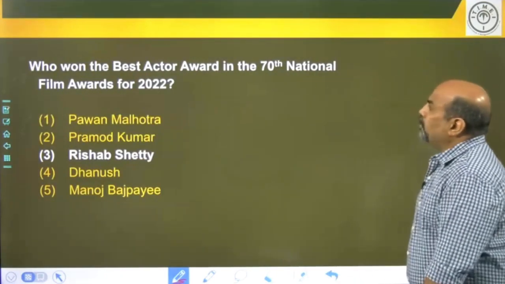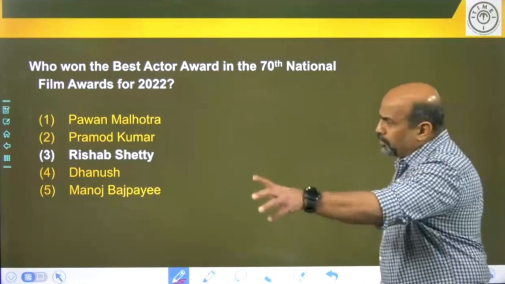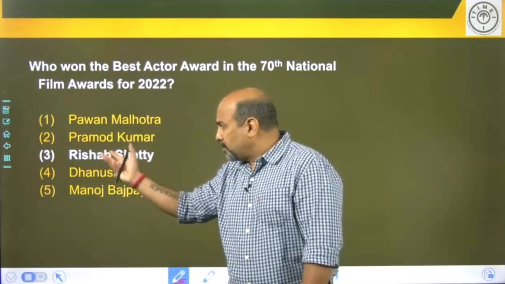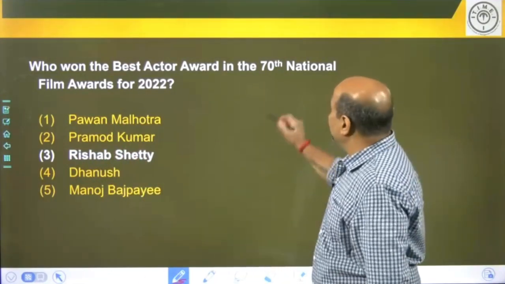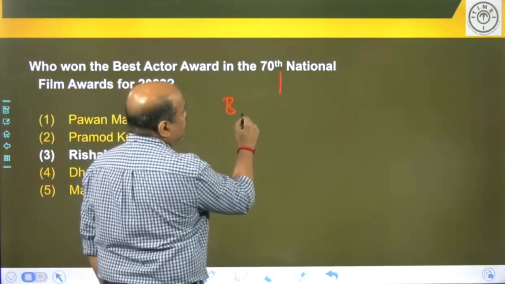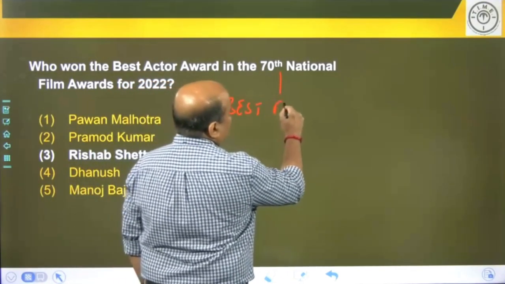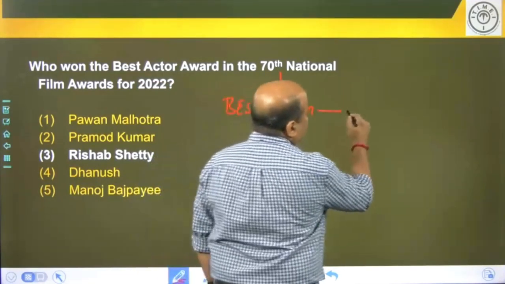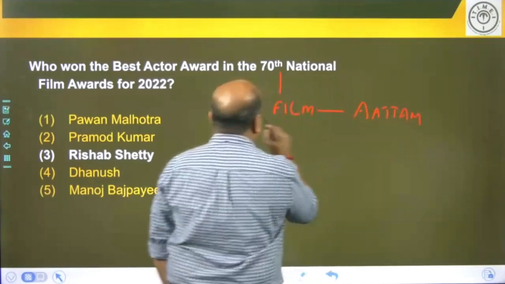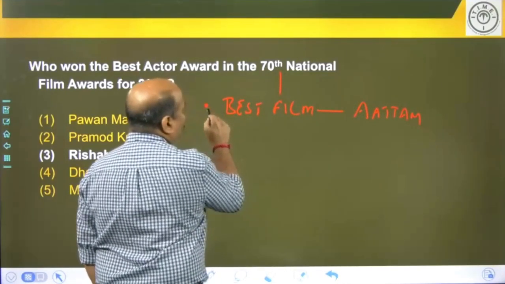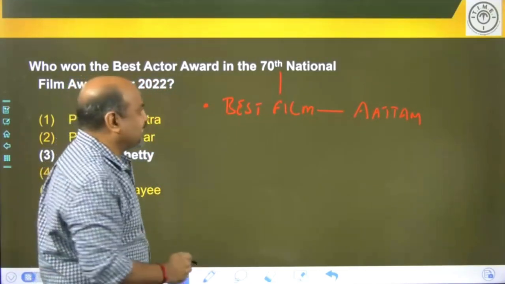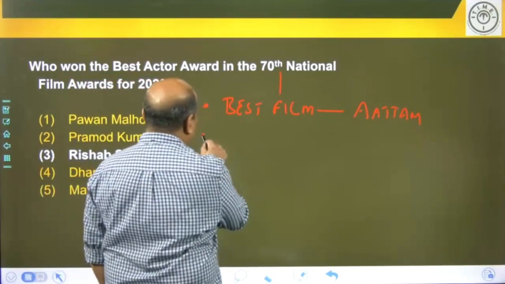Who won the Best Actor Award in the 70th National Film Awards 2022? For various reasons, they got delayed and they now have been given. The National Film Awards Best Film has been won by Aattam, a Malayalam film. I am not greatly sure about how to pronounce that name, so kindly forgive my pronunciation. Best film, Aattam, Malayalam film.